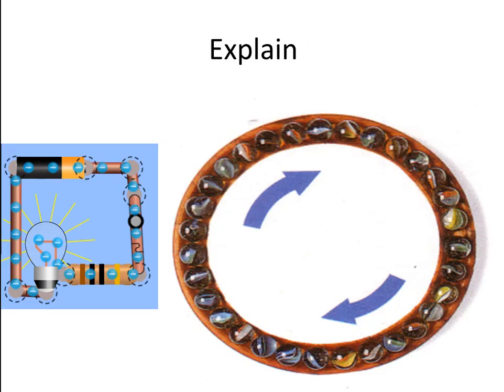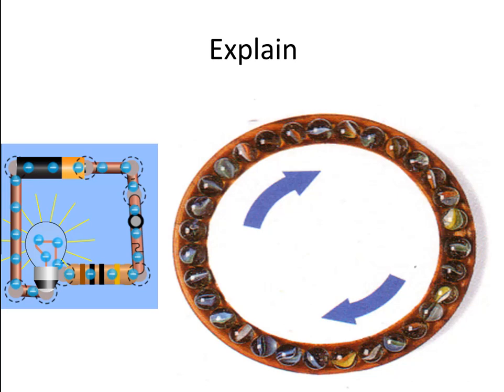Now we need to explain why that is. And this marble analogy can help us to do that. The marbles represent electrons that are in the wires. And just like the marbles are all touching another marble, there are no spaces between the marbles. In the same way, the electrons are incompressible. They cannot be squashed closer to one another. They cannot be stretched apart from one another.